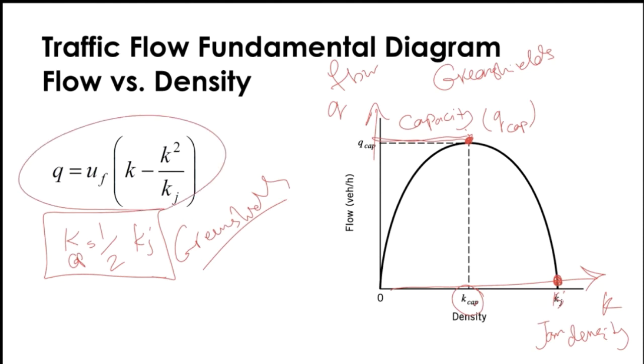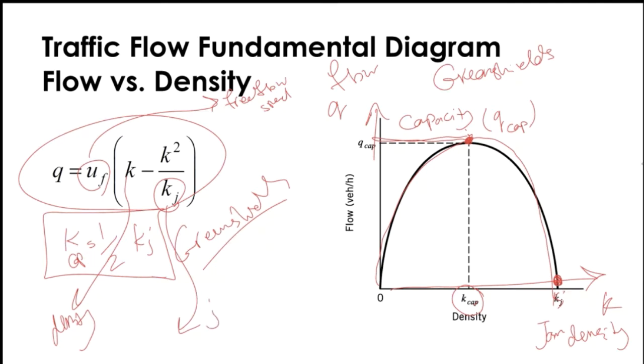And again, this relationship, this equation you see here is actually the equation for this parabolic shape curve, which says flow is equal to the free flow speed. So this UF again is free flow speed, K is density, and Kj is jam density, as I introduced before. So we'll have Q is equal to UF multiplied by (K minus K squared over Kj), which represents this parabolic shape model here.